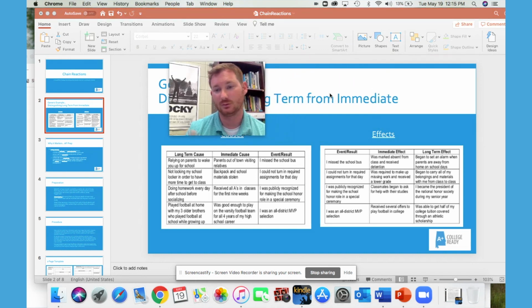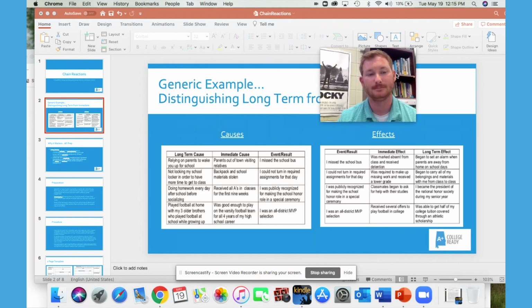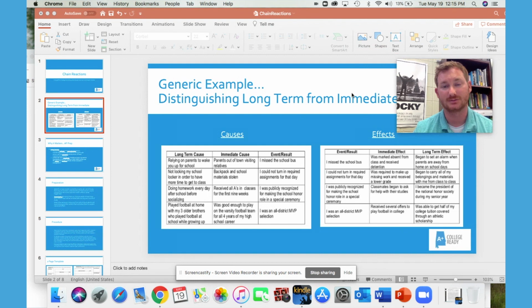So I missed the school bus. The immediate effect of that is that I'm marked absent and I'm given detention. But the long-term effect of that is that I begin to form a new habit. I begin to set an alarm. Maybe I set an alarm when my parents are there and away, or just when they're away, but I begin to set an alarm so that won't happen again. So that's the difference between long-term and immediate when it comes to cause and effect.